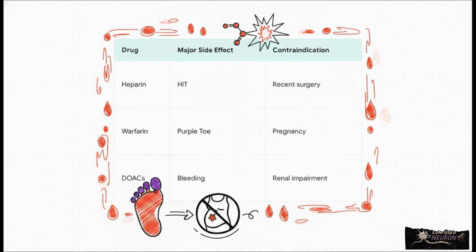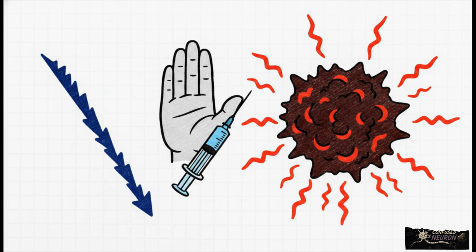Warfarin can cause this rare, painful condition called purple toe syndrome, and like we mentioned, it is a massive no-go in pregnancy because it's highly teratogenic. And heparin? Well, heparin has a very unique allergic hypersensitivity that you absolutely must commit to memory. That reaction is HIT, or heparin-induced thrombocytopenia.